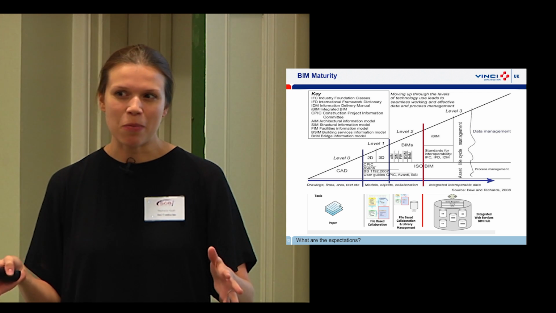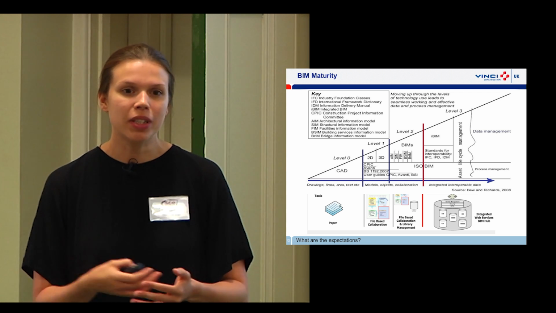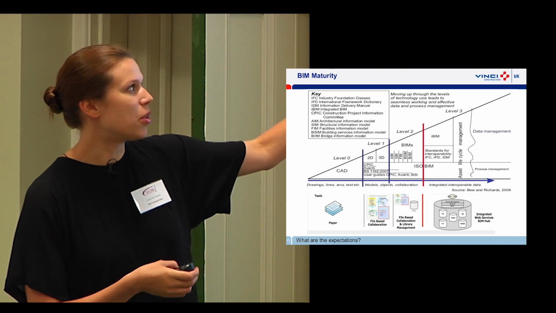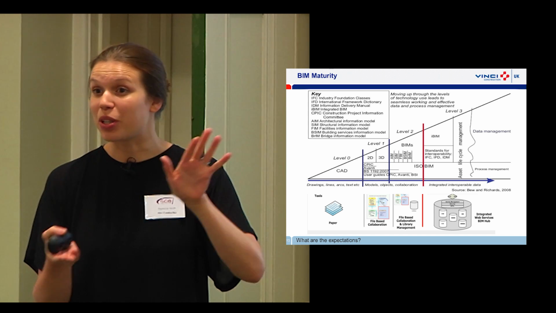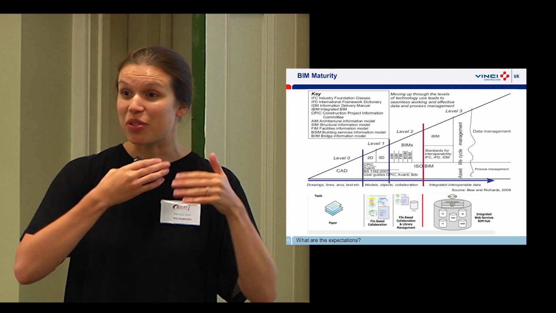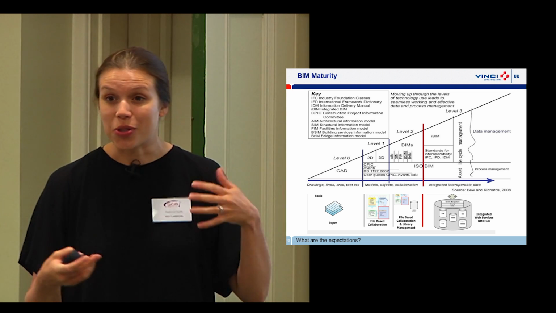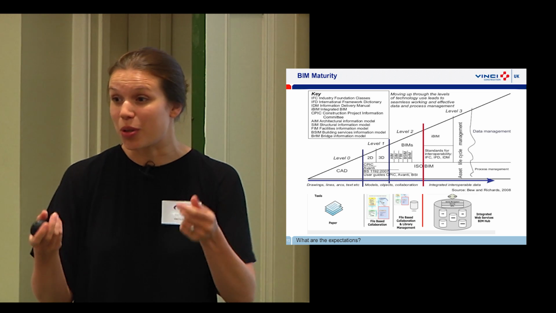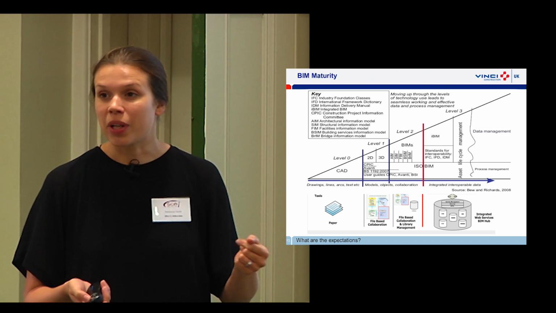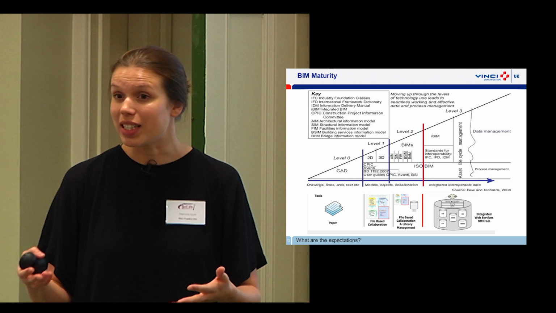So this is the government BIM wedge. I don't know if anybody has seen this before. But you can see here, you've got different levels. It's in a wedge shape because you have to fully achieve a previous level before you move on to the next one. So level 0 is your CAD files, your paper. You've got level 1, which is 2D information and 3D.